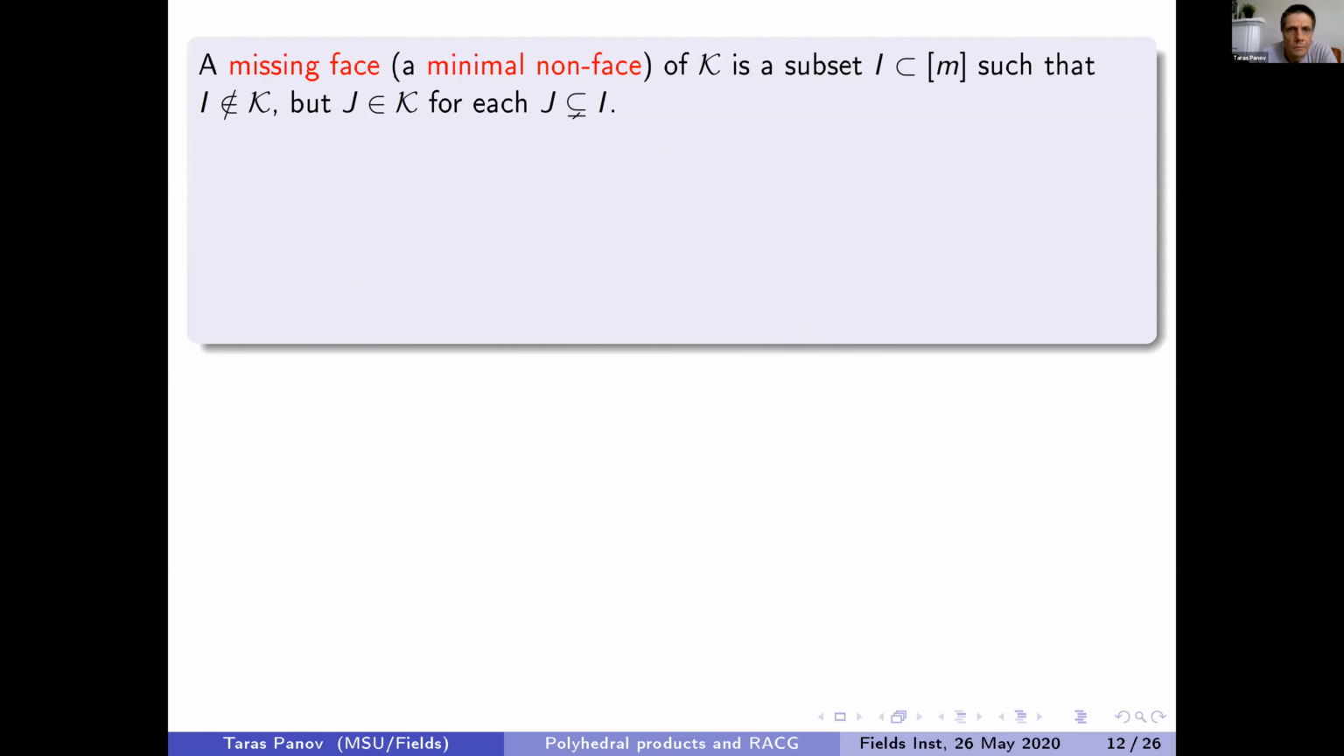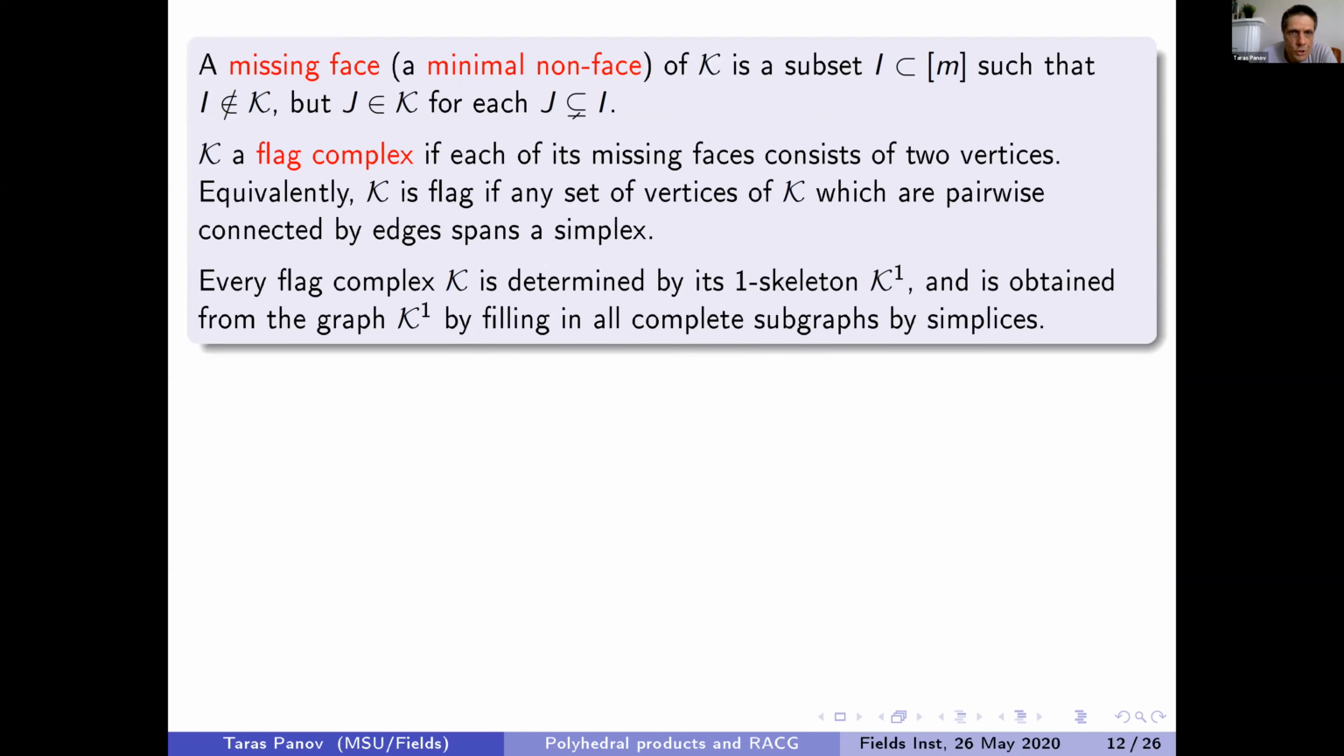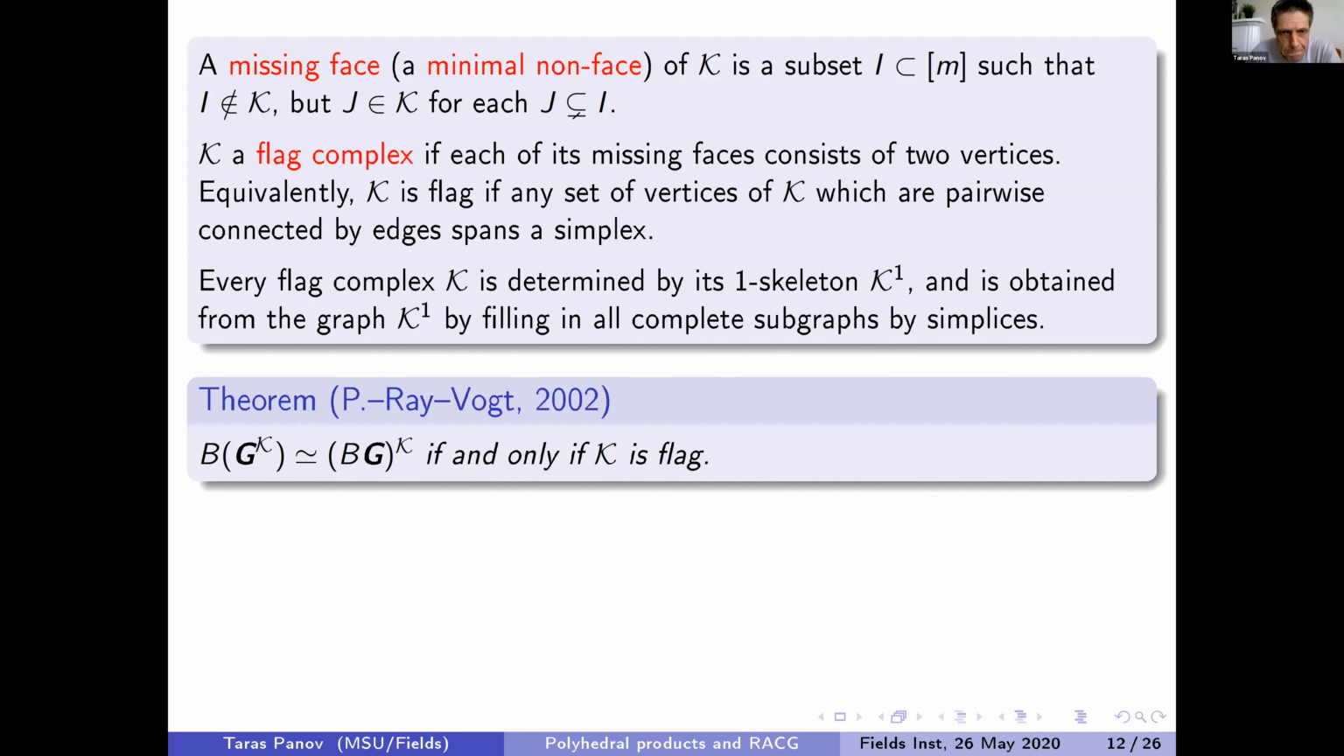Then there's this terminology of flag complexes. So the flag complex is basically the simplicial complex determined by its graph. You fill in all complete subgraphs by simplices. Or you can say a simplicial complex is flag whenever any set of vertices which are pairwise connected by edges spans a simplex. And then we have this theorem with Nige-Ray and Fork that basically the classifying space of the graph product agrees with the polyhedral product of the classifying spaces if and only if K is a flag complex.